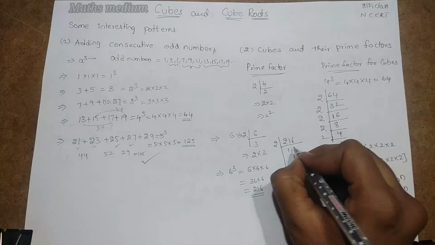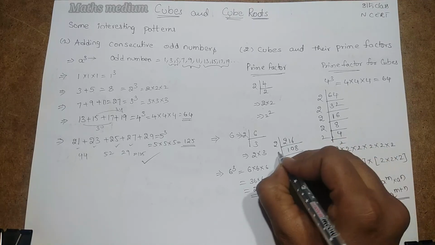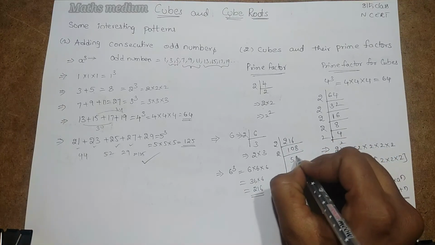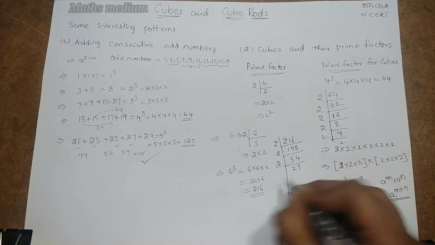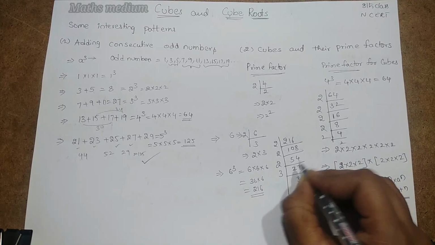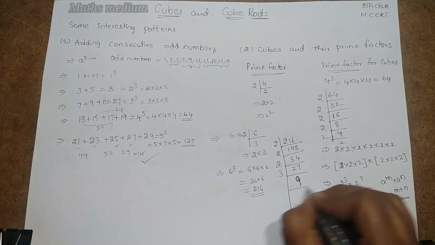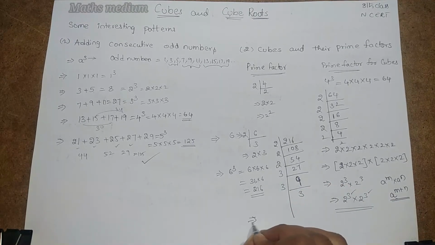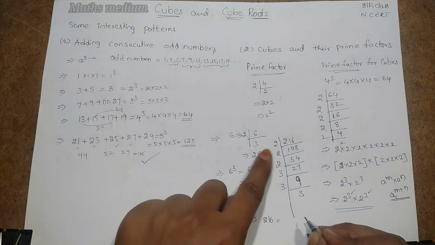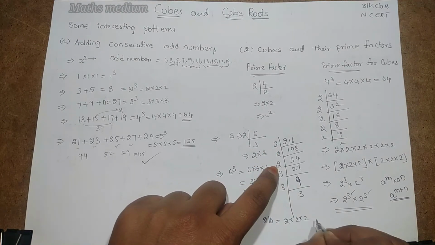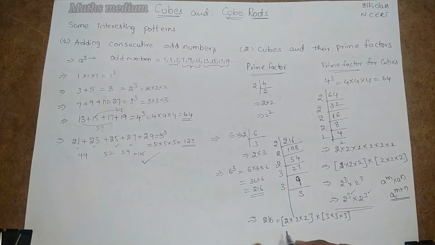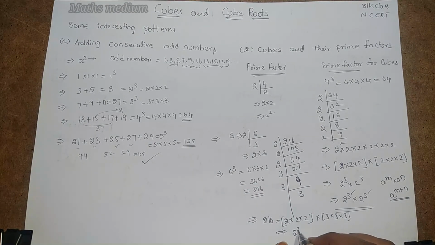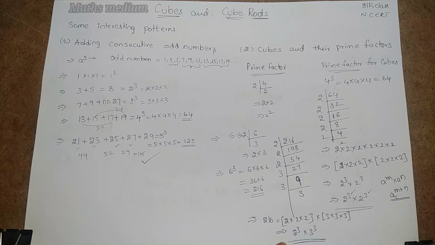2 1s are 2, make a 0, 2 8s are 16. Again by 2, 2 5s are 10, and 2 4s are 8. Again by 2, 2 2s are 4, remaining 14, 2 7s are 14. Here 3, 3 3s are 9, 3 9s are 27. Finally 3 3s are 9. See, 216 is equal to 2 into 2 into 2 into 3 into 3 into 3. So we can write it as 2 cube into 3 cube. This is the representation of the prime factors of a cube number.